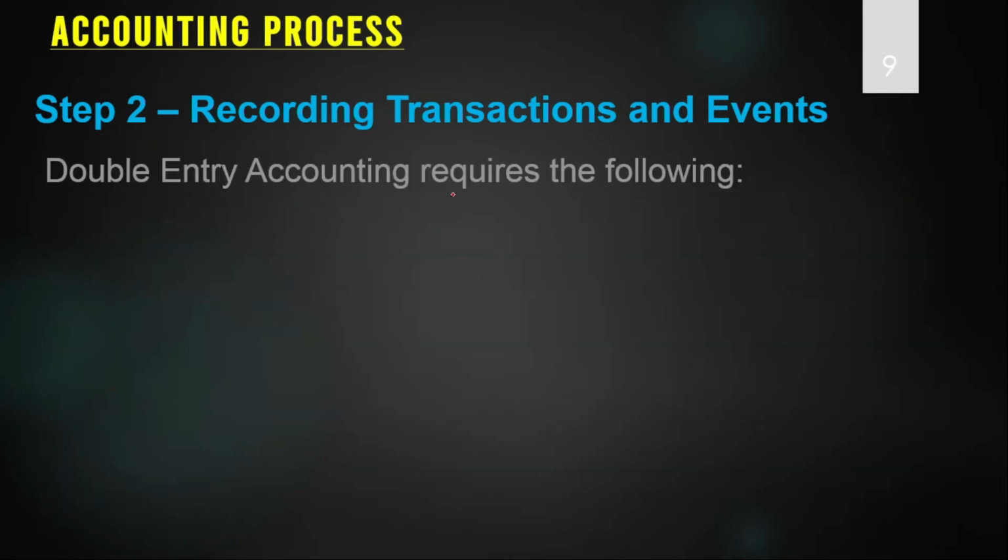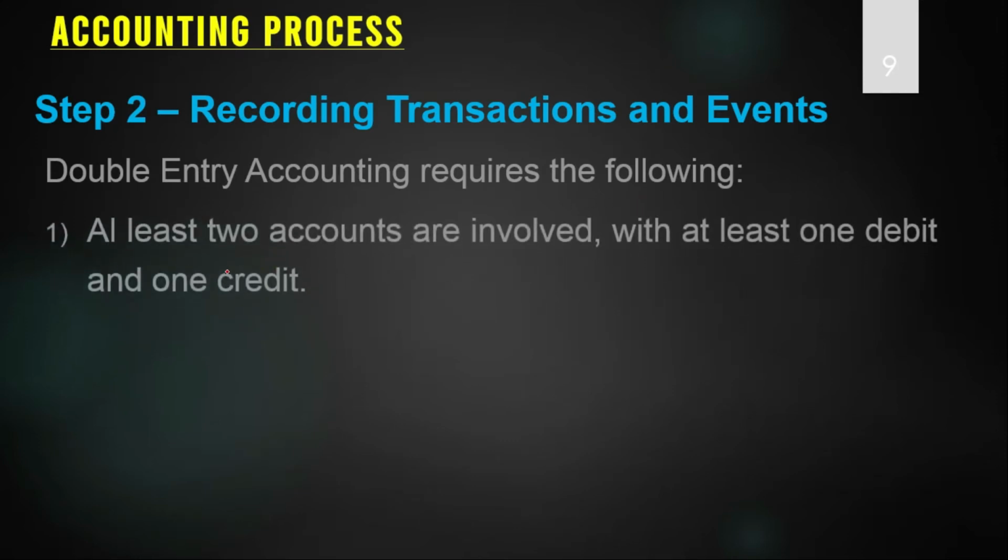Now double entry accounting requires the following points you must note. First point is that in double entry accounting, the rules of journal entry say that at least 2 accounts are involved. In every transaction 2 accounts are involved. There may be more than 2 but not 1. One account is not affected at all. 2 accounts are involved. That's why we have the double entry, one with the debit and one with the credit.